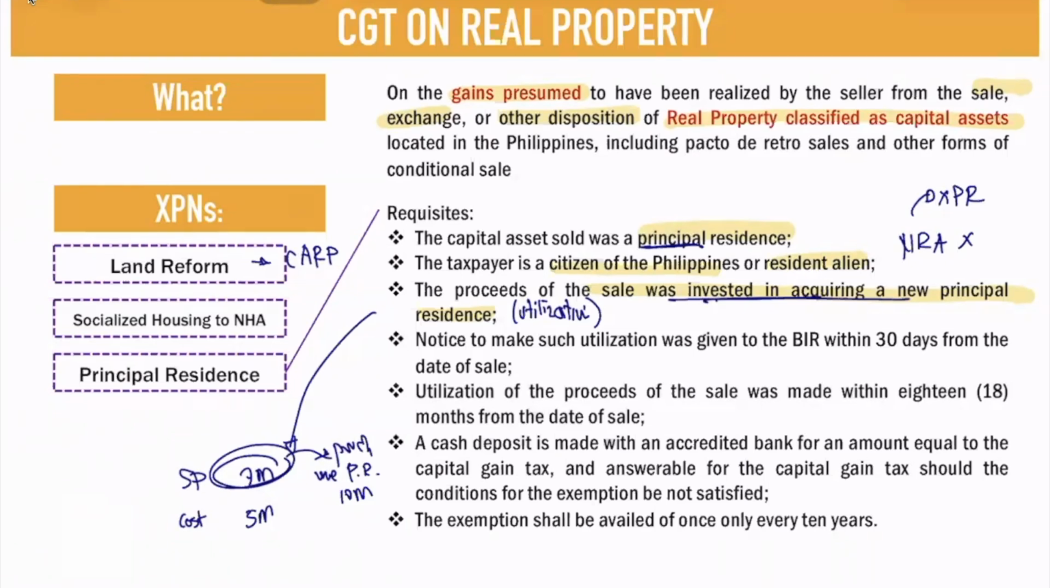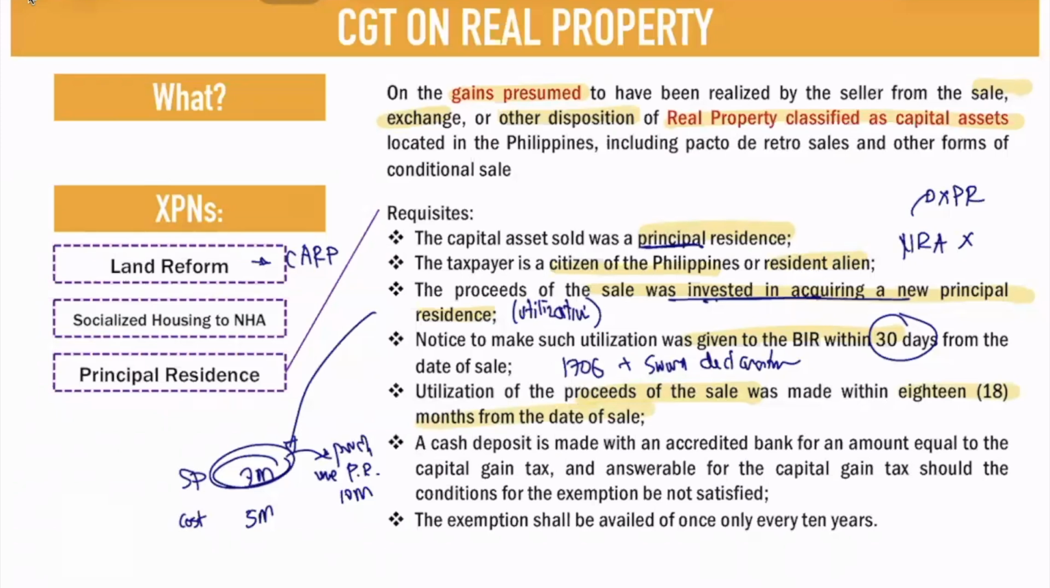Next, the notice to make such utilization was given to the BIR. So you will notify BIR within 30 days from the date of sale. Normally, there is a notice based on 1706 that is for the CGT. At the same time, there's a sworn declaration. Okay? Next, the proceeds of the sale is to be used 18 months from the date of sale.